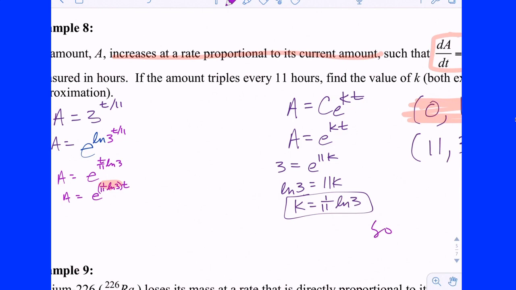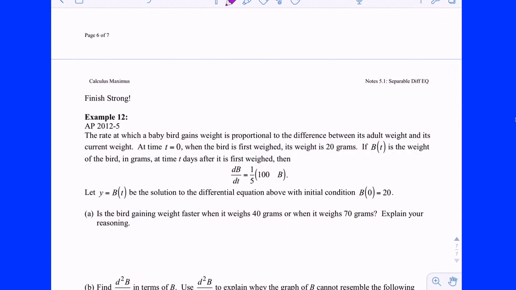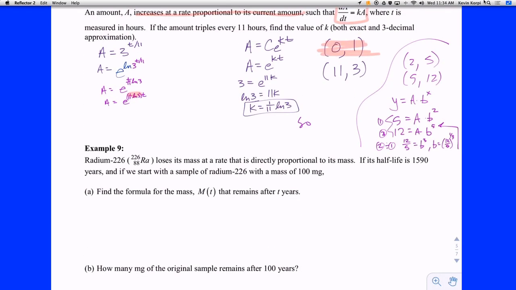Yeah. Okay, we'll stop right there. We'll pick up with example 9 tomorrow. We should be able to finish the exponential, or this 5.1, tomorrow. So make sure the worksheet doesn't sneak up on you. We got through example 8 today.